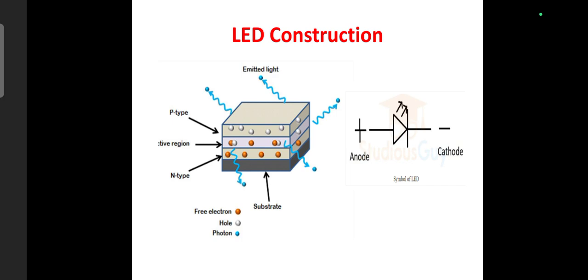The entire assembly is enclosed in a transparent epoxy resin thin lens. This lens not only protects the semiconductor chip from dust and moisture, but also focuses and directs the emitted light. The shape and color of the epoxy lens depend on the application and the color of light the LED produces. This simple construction makes LED compact, reliable, and highly efficient.